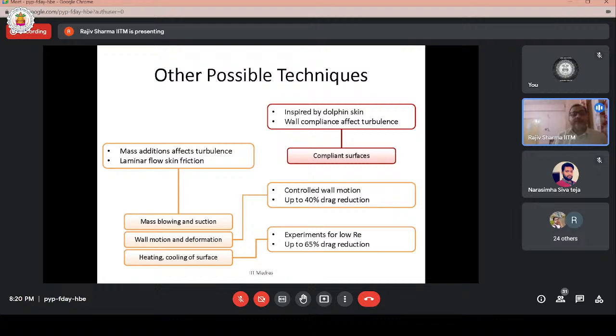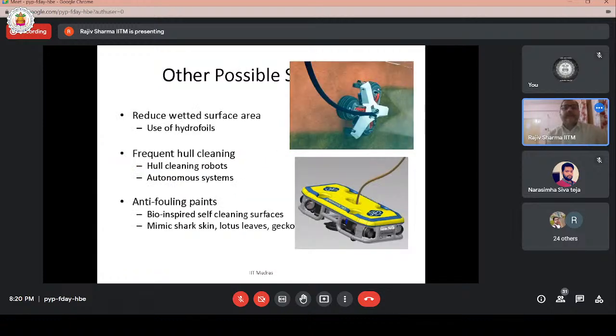In case of wall motion, wall deformation, that means flexible wall, we can achieve approximately 40% drag reduction. But think about it, flexible wall motion deformation is not applicable to structures of ship or aircraft kind. But for microstructures, yes, it is. The idea has some potential.